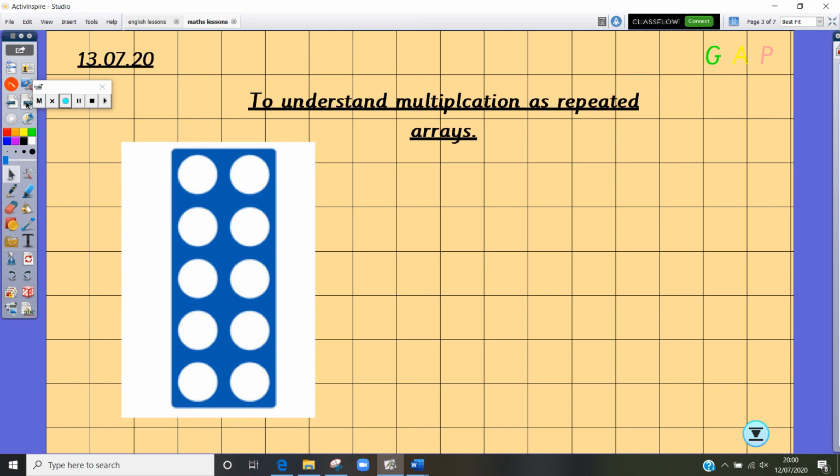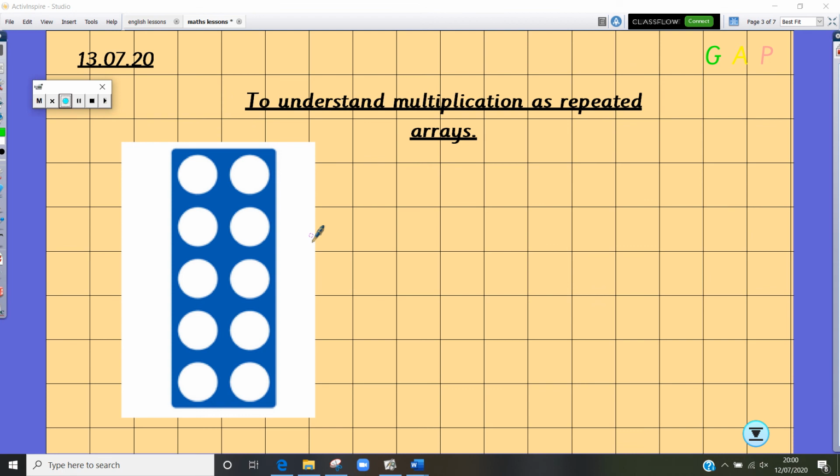So for the remainder of today's lesson, we're going to be looking at multiplication as repeated arrays. So we're going to be using a range of arrays in today's lesson to work out our multiplication questions. So here I've got a piece of Numicon, and my piece of Numicon is showing 10 circles. If I count them, 1, 2, 3, 4, 5, 6, 7, 8, 9, 10. So it's a piece of Numicon to 10.